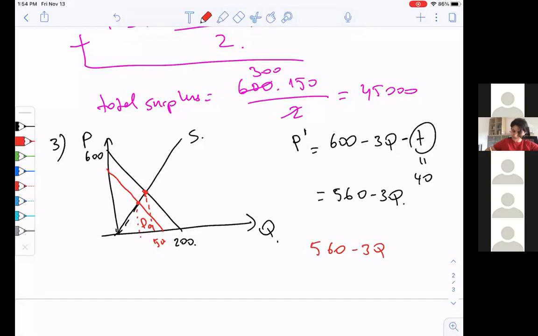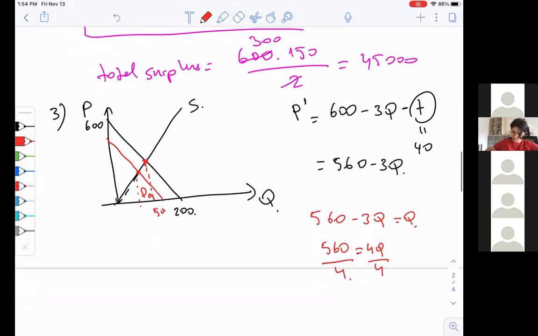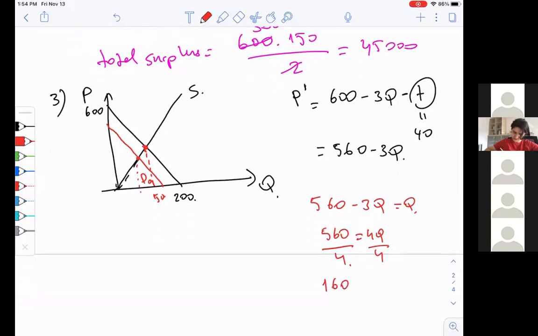560 minus 3Q equals Q. 560 equals 4Q. And 560 divided by 4 will be what? 140. Now the quantity after the tax is 140, and the equilibrium price is 140 as well. This is what sellers obtain after the tax. You add 40 to this in order to find what buyers pay after the tax. So this is 180, and this is the tax revenue.